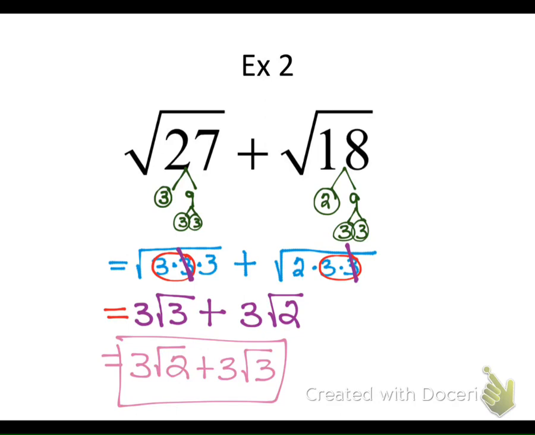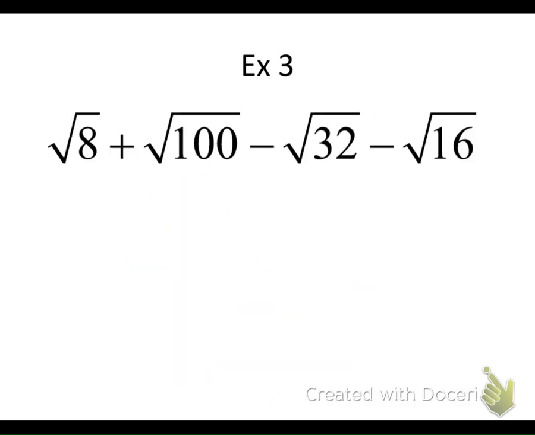Y'all have it down? Okay, let's take a look at our next example. Okay, so now we have 4 terms. When I say terms, it means 4 parts of the problem, okay? So we have the square root of 8 plus the square root of 100 minus the square root of 32 minus the square root of 16.